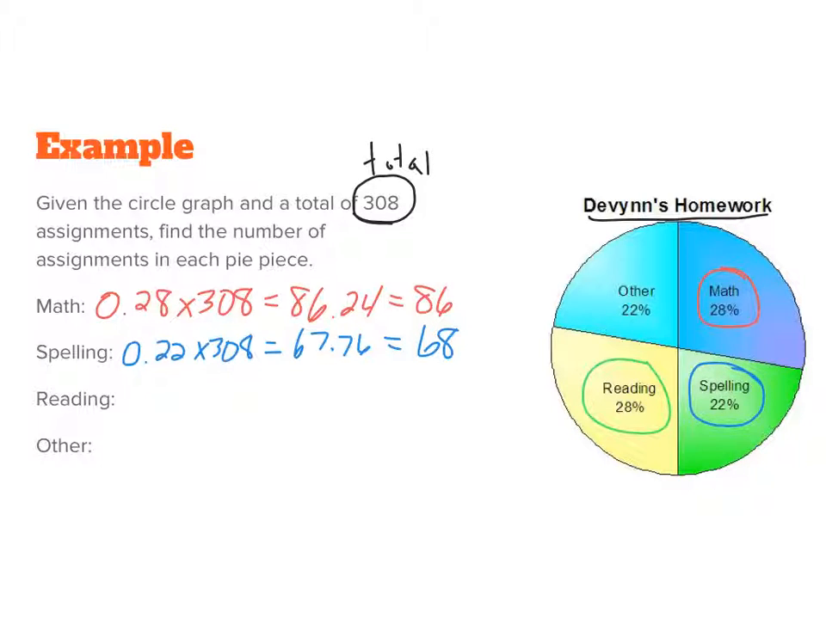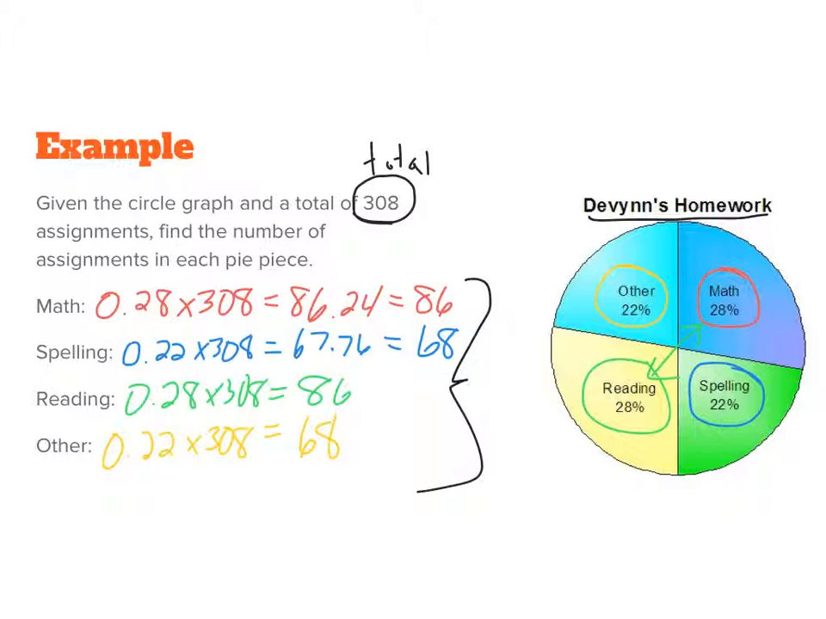For the next one, reading, 28%. It's the same as math, so I'm going to get the same answer. So I'm going to skip the rounding part, and I'm just going to say there's 86 reading. So if you have the same percentage in two of them, if you know how many are in one, you know how many are in the other. And for the last one, we got other, 22%. We've done that already. It was the same as spelling, so it's going to be 68 assignments. So now again, the easiest way to check, if you add up those four numbers, 86, 68, 86, and 68 again, you should get the total of 308, which we do.